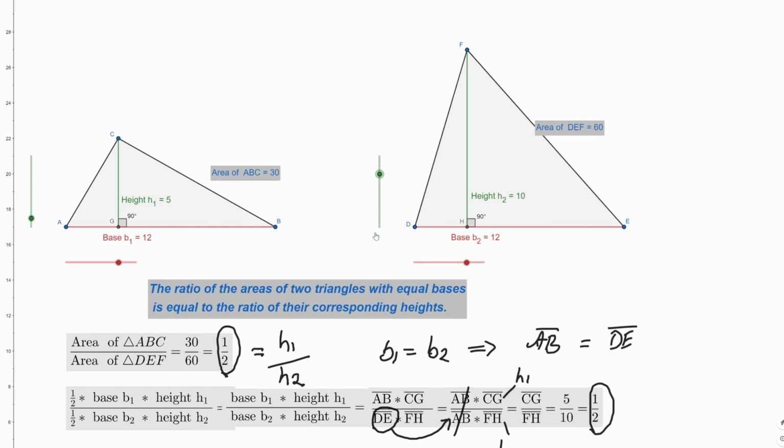Okay, so these are the three properties of the ratio of the areas of two triangles with respect to their bases and their heights. And with this, I complete this video.